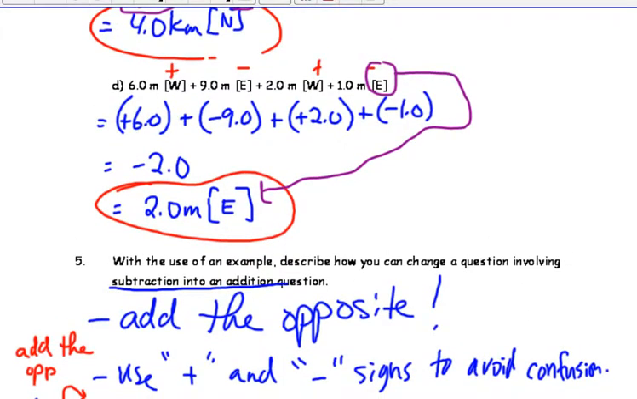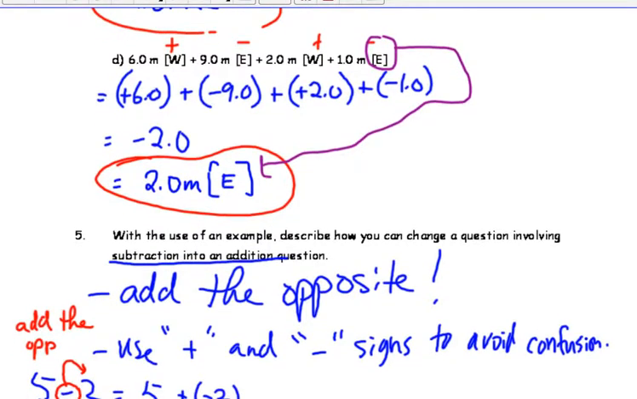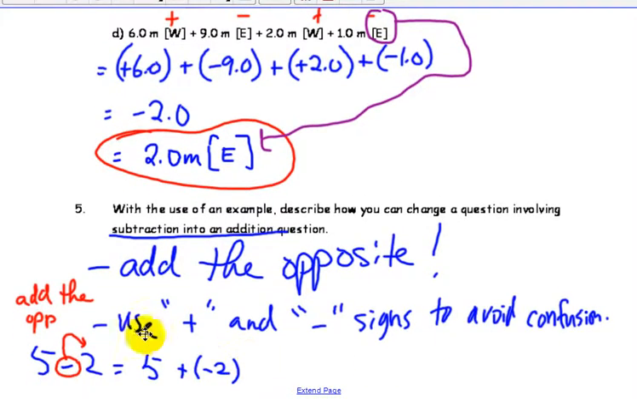So number 5, with the use of an example, describe how you can change a question involving subtraction to an addition question. So think, like I mentioned earlier, add the opposite. Use plus and minus signs to avoid confusion. As I mentioned earlier, 5 minus 2 can be thought of as 5 plus a negative 2.